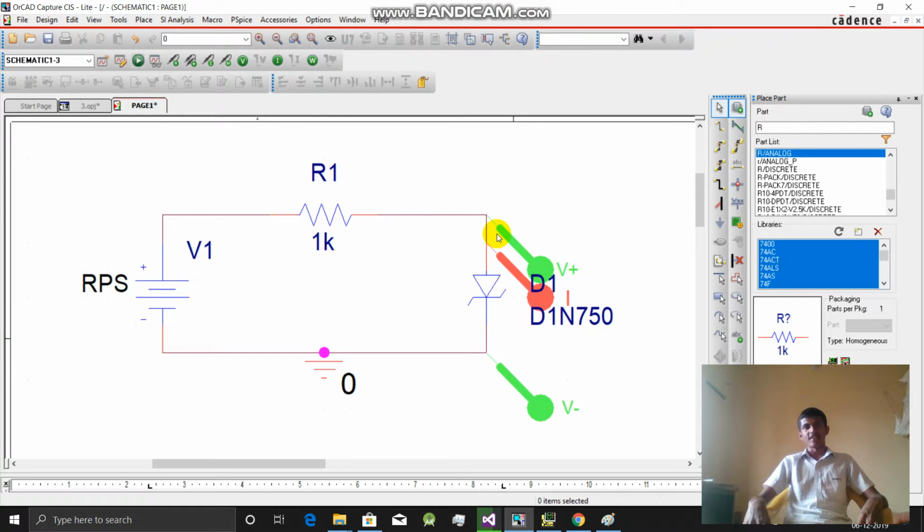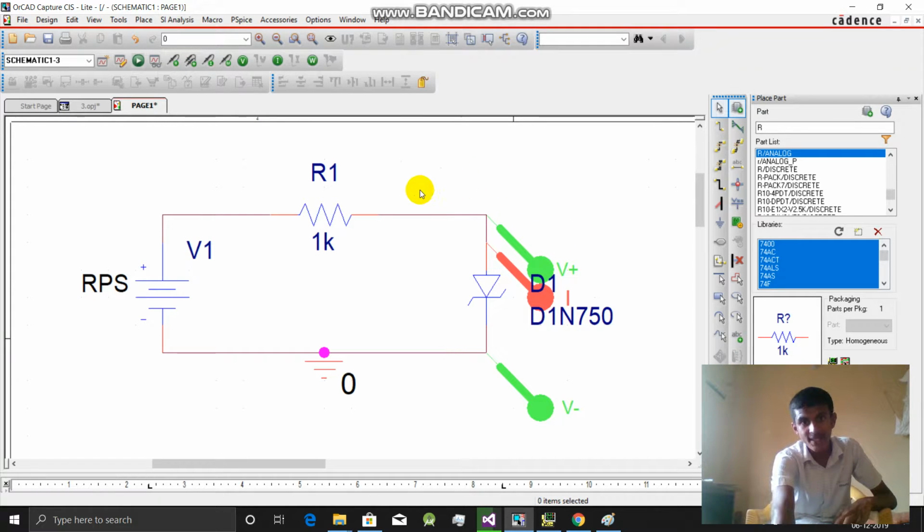Zener diode characteristics. A Zener diode is a special kind of diode which is usually preferred to work in its breakdown region. That means it maintains a constant voltage. If any change in the voltage occurs, then it maintains the constant voltage by varying the current.